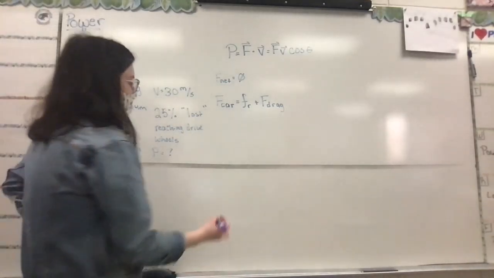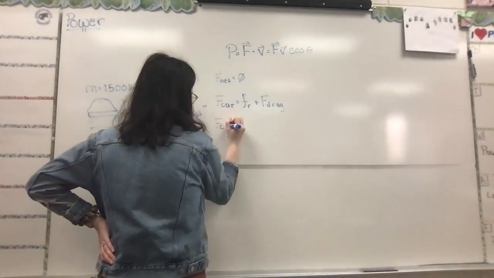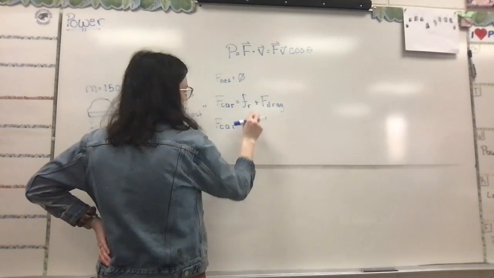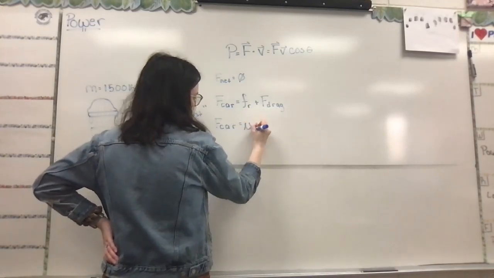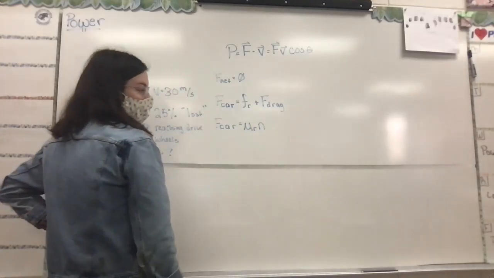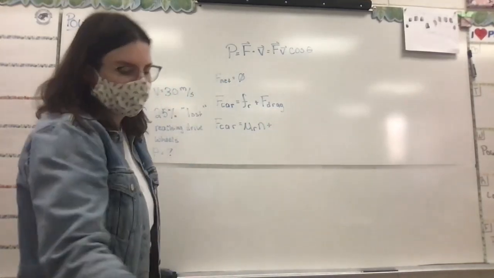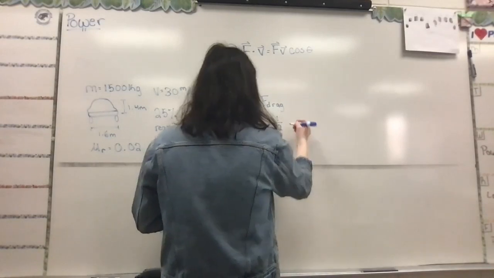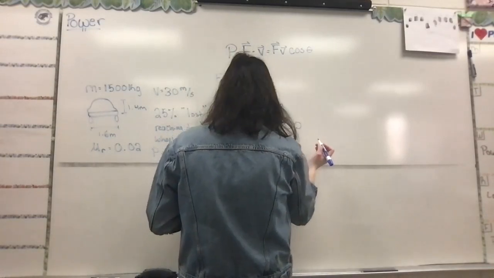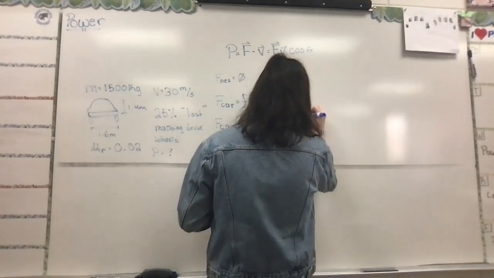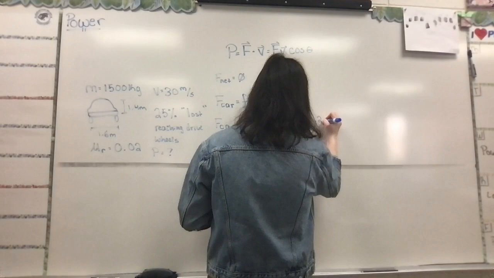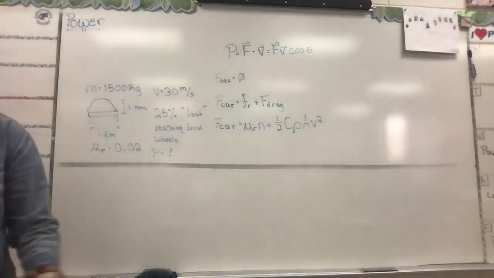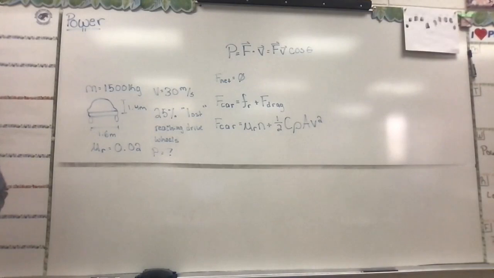And now we're going to bring up an old equation that you guys have not seen in a very long time, okay? But first, how are we going to represent friction? You can do mu r n, right? Now drag is the one you haven't seen in a long time. That's one half C rho A v squared. You haven't seen this in months. Okay, well, that's our equation for drag.